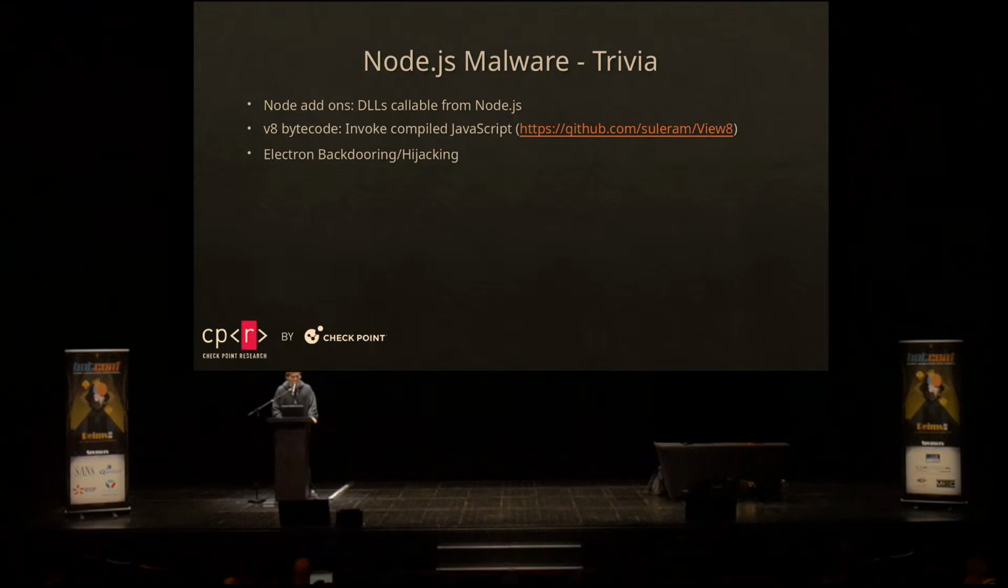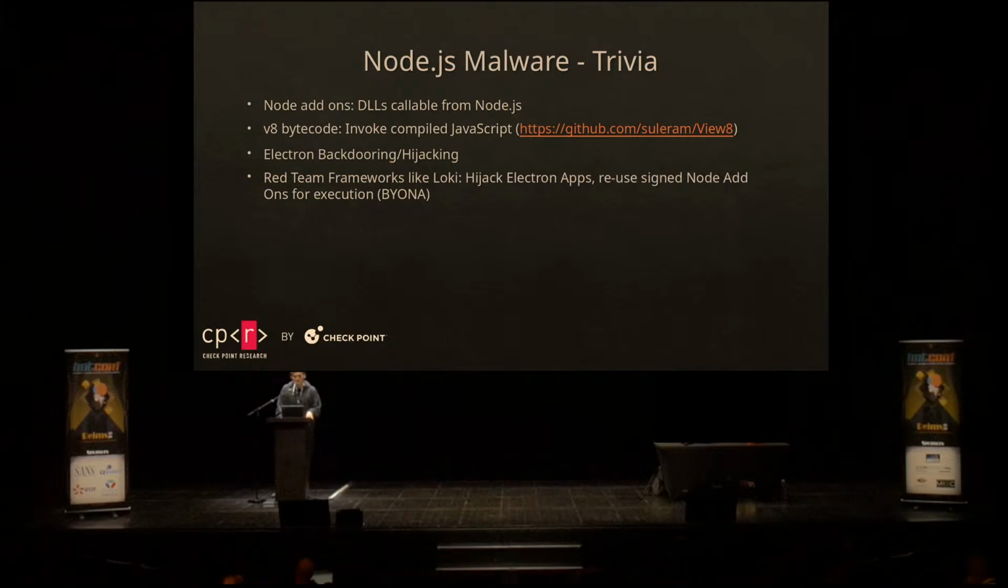Another interesting technique is Electron backdooring or Electron hijacking, depending on how you want to call it. This is essentially some sort of persistence method. Electron apps like Teams and Discord essentially just have the JavaScript files on disk, and if they do not enforce integrity checks, you can backdoor these JavaScript files, and then the code will run anytime that app is started.